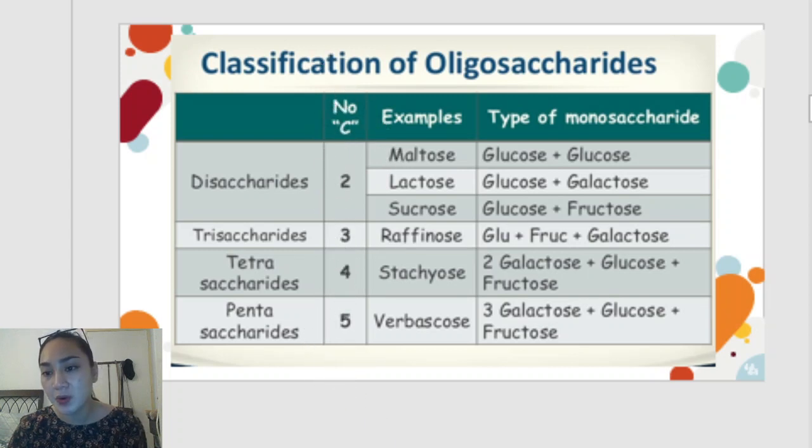What differs between them is the number of monosaccharide units. For example, we have maltose here. It's a combination of 2 glucose. So, glucose plus glucose, maltose. When you combine glucose and galactose, we have lactose. Glucose plus fructose, we have sucrose, and so on. What you just need to remember are these three: maltose, lactose, and sucrose.